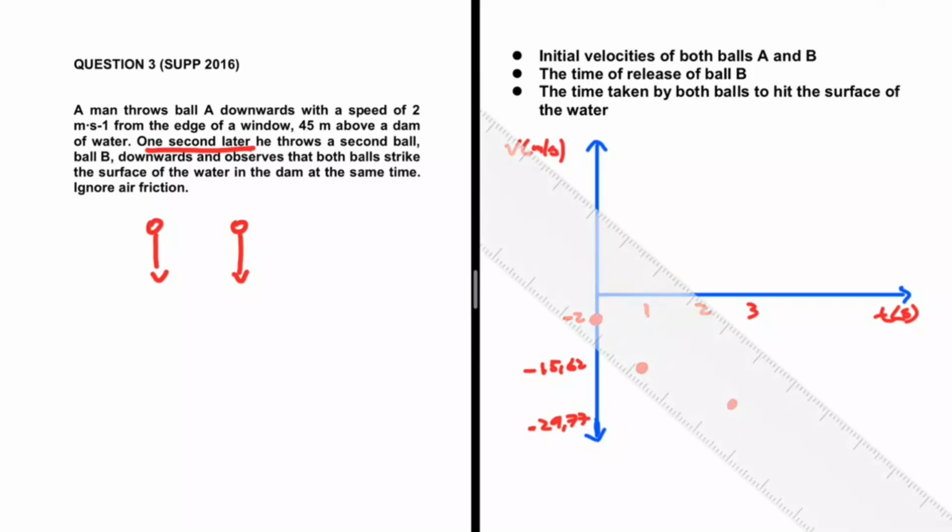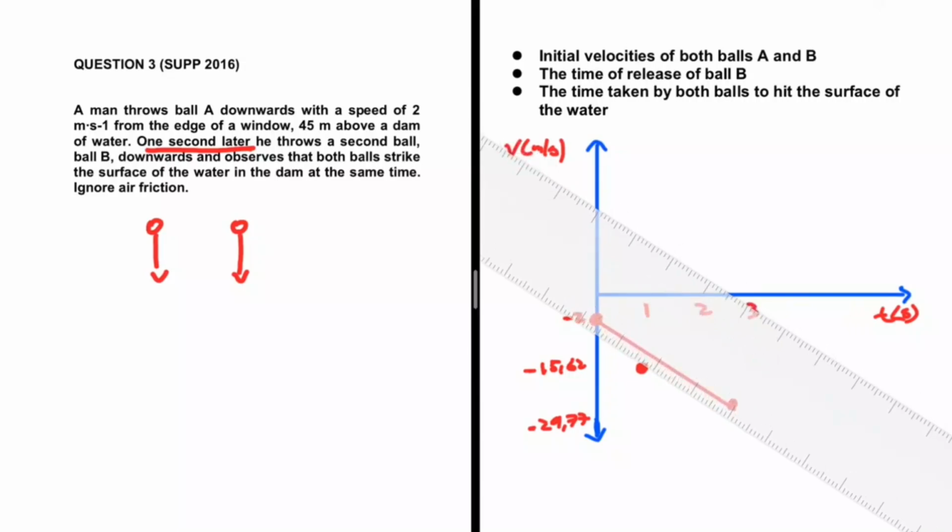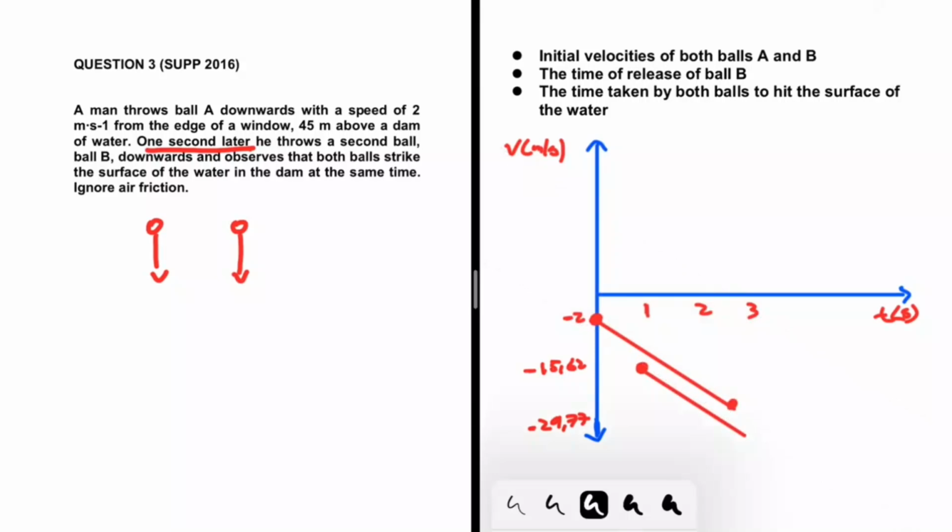Now we just have to go ahead and join the dots. So for ball A, we're gonna have something like that. And then for ball B, we're gonna have something very similar. They strike the ground at the same time, so the two graphs should end at the same place. So somewhere here, it's where the two graphs should end. So right, this is our velocity time graph.